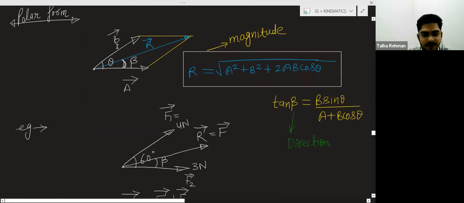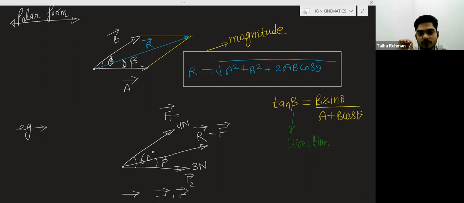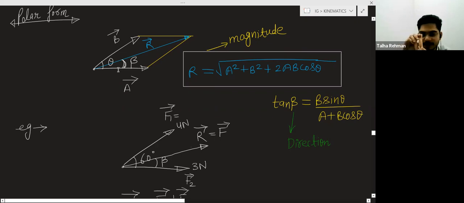Angle between these two vectors, theta. Theta is the angle between the two vectors. So if you want to find the resultant of these two vectors, remember, for the resultant, you will use the parallelogram law.